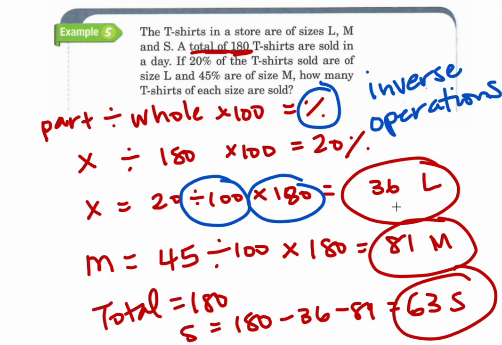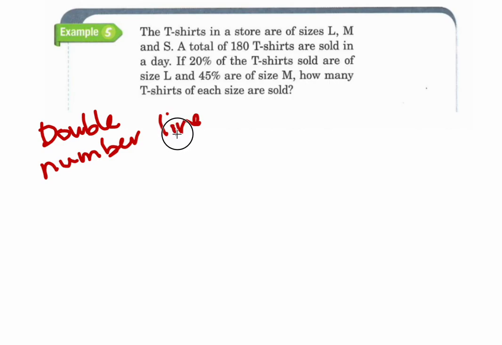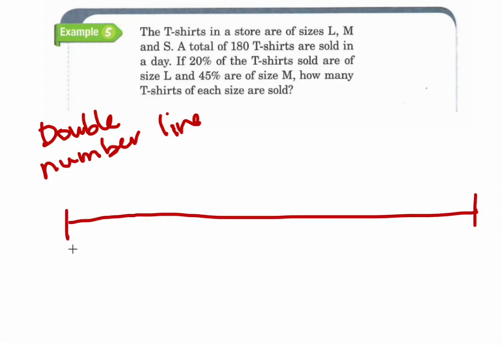The other way you can solve this is using what we call a double number line. And if you didn't like that method we did before, that might actually work with your brain better because it's a more visual way of looking at it. And it's a method that I've come to appreciate more and more.